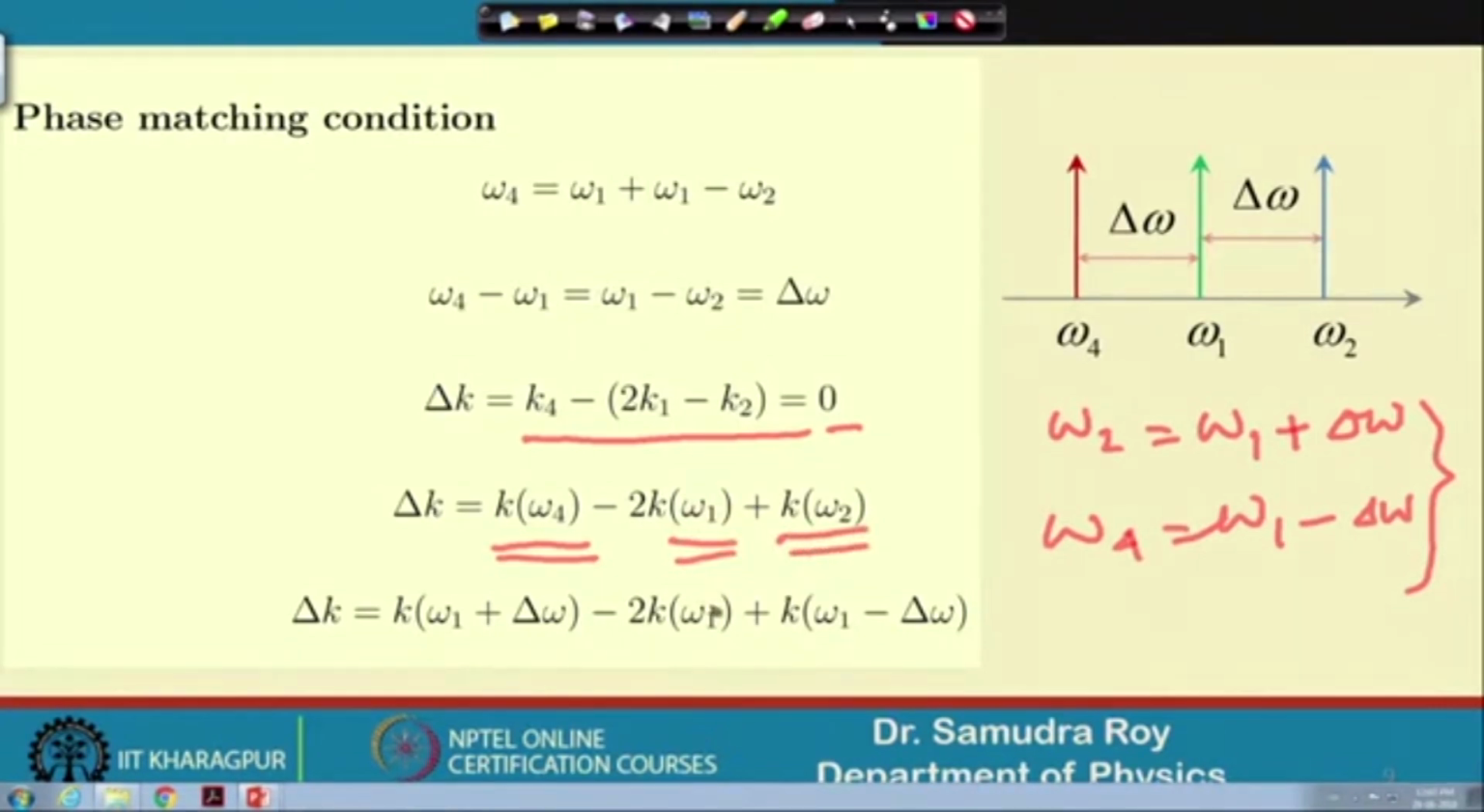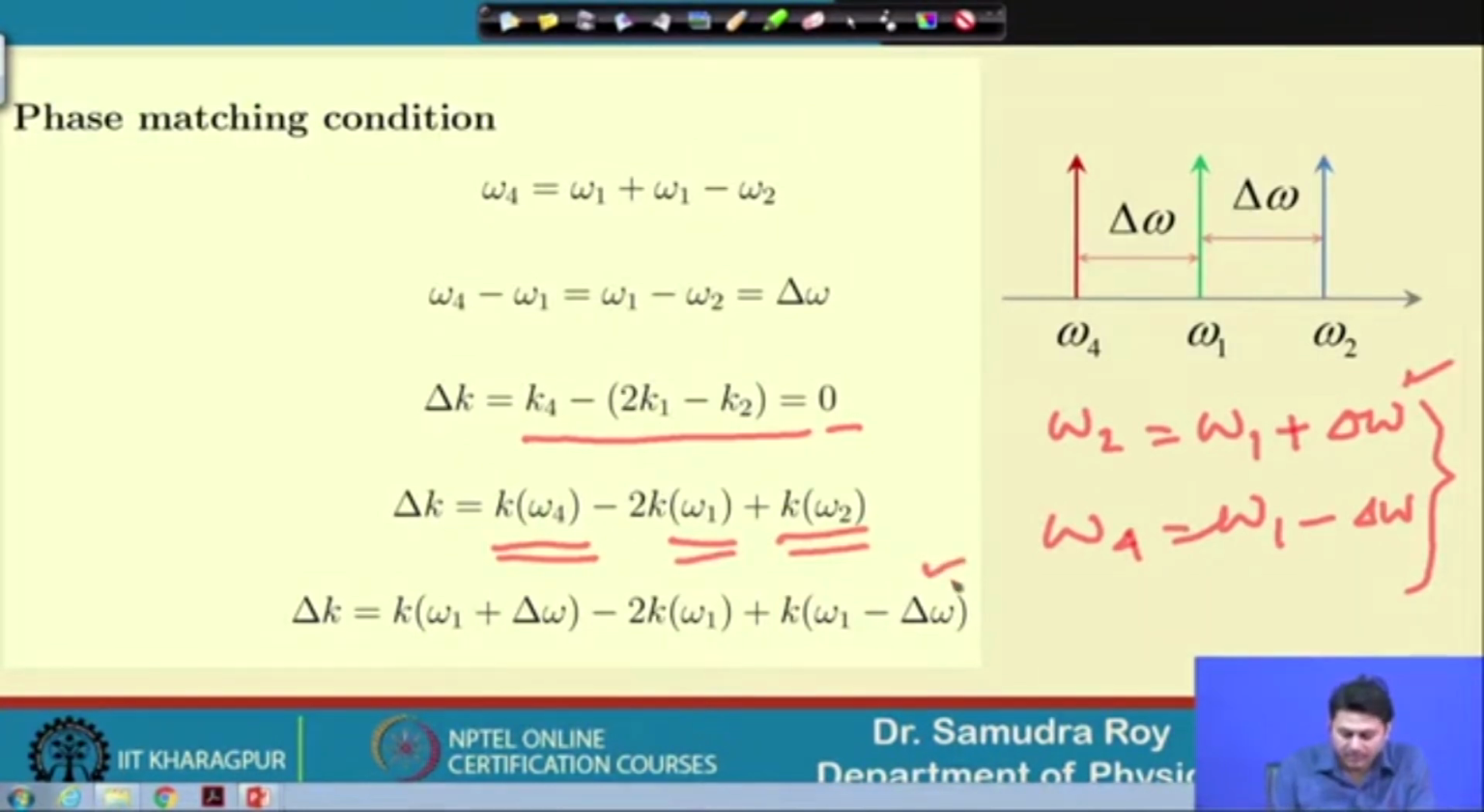Once we have this term in hand, the next thing is to find delta k. I write delta k by changing omega 4 as omega 1 minus delta omega, omega 2 as omega 1 plus delta omega, and k of omega for the pump. So in terms of omega 1, I write my delta k.